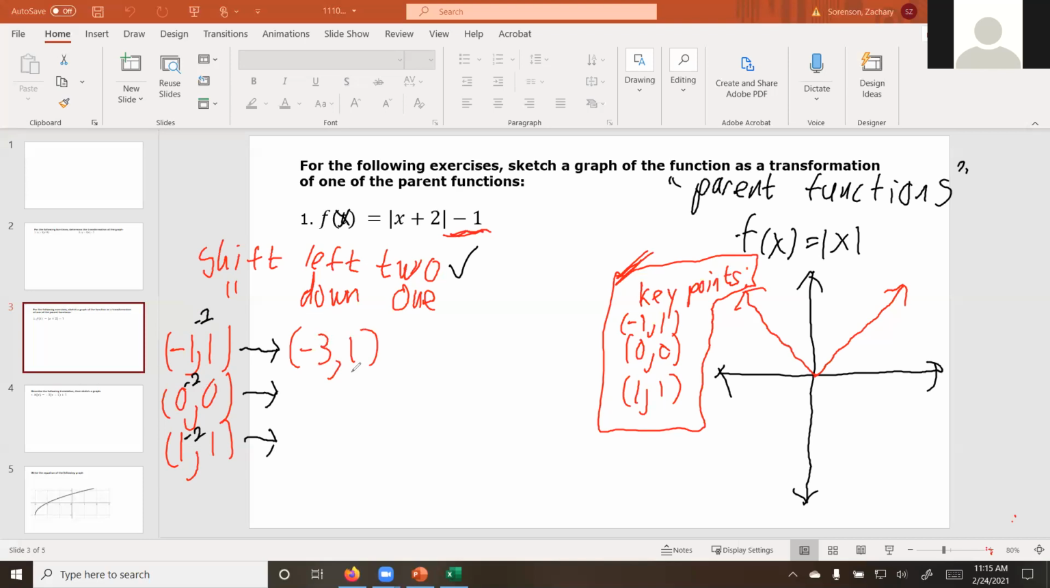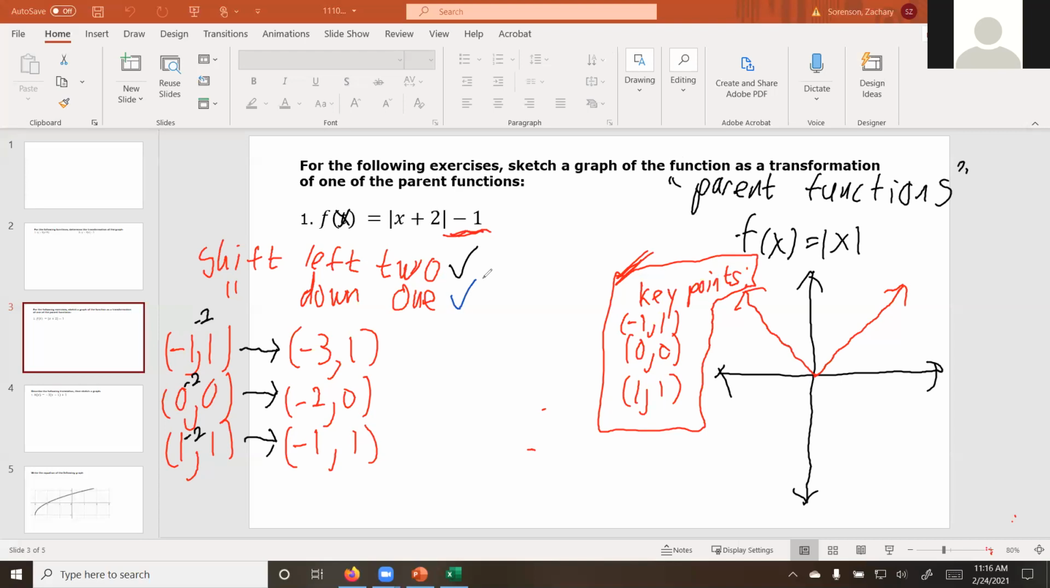Someone else, what's my next point going to become? -2, 0. Okay. Last point. -1, 1. Great. So I'm done with the first transformation.